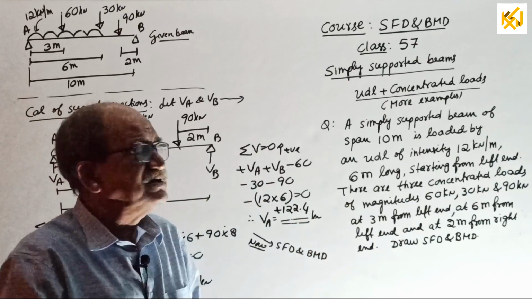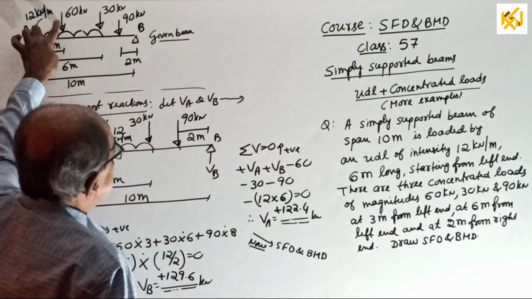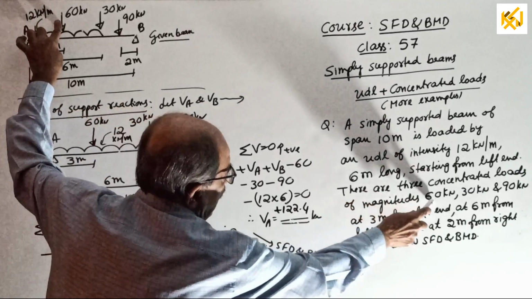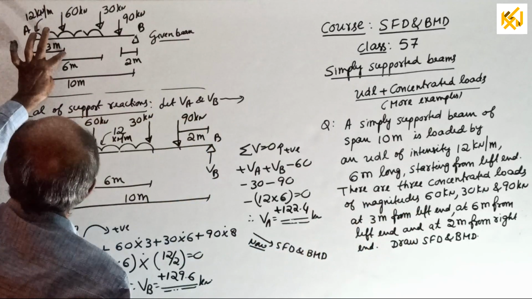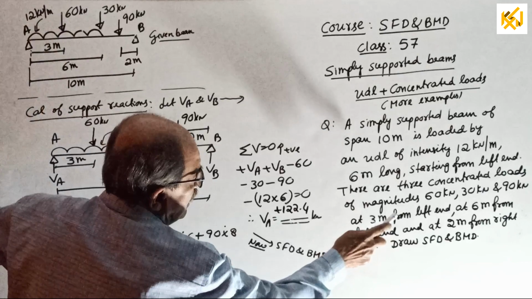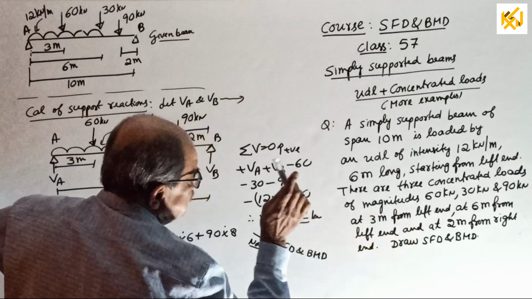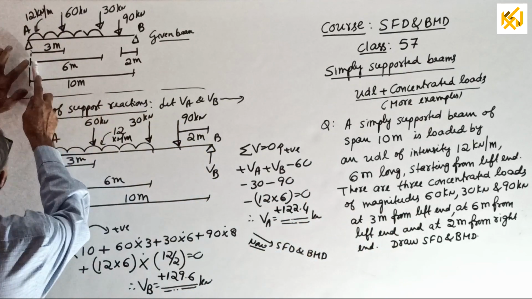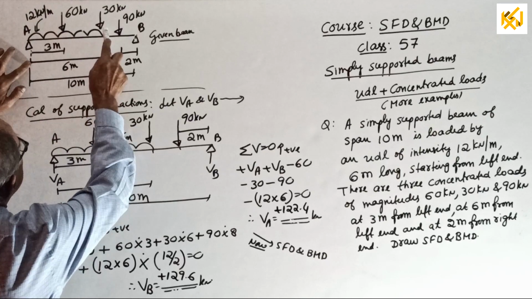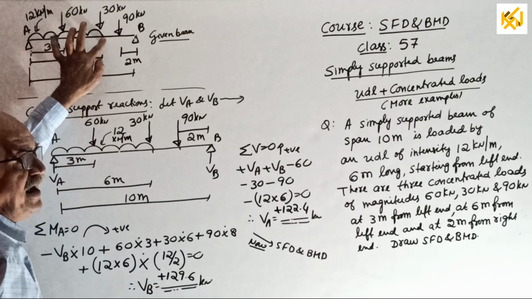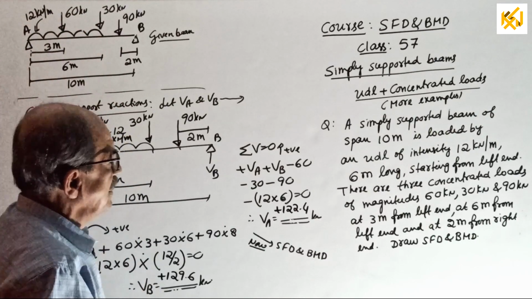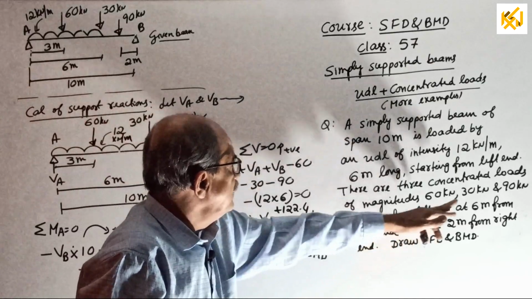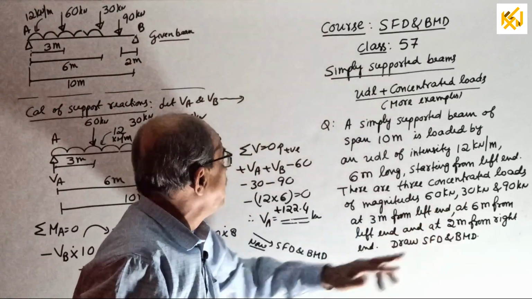Now more questions. Then a 60 kilonewton point load at 3 meter from the left end. A 30 kilonewton point load at 6 meter from the left end. 6 meter from the left end means exactly the point where the UDL is ending. Then the last one, how much? 90 kN at 2 meter from the right end.